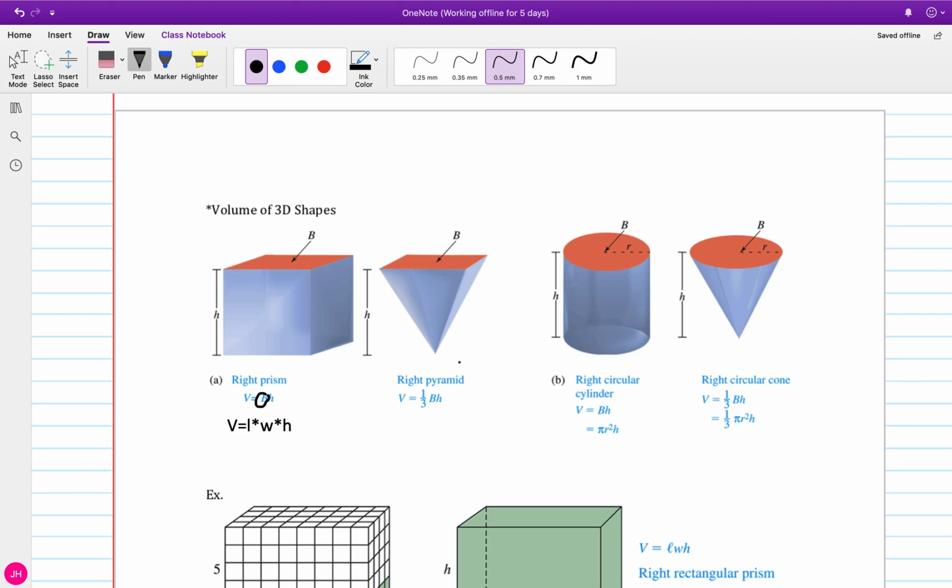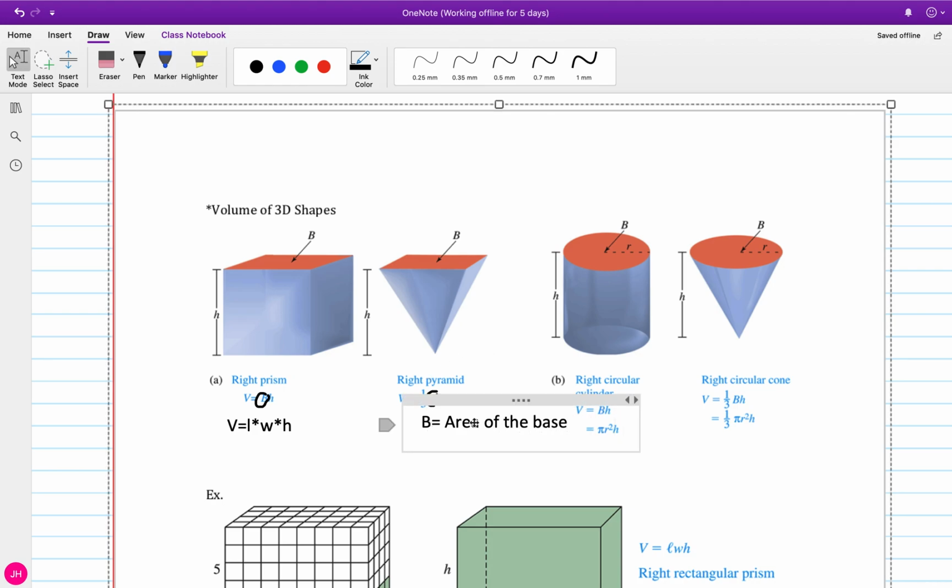Now a right pyramid takes up 1/3 of a prism. So if you could imagine picking this shape up and plopping it down inside of there, it would take up 1/3 of the space. So it's 1/3, and then again, that B right there is the area of the base. The capital B should have two different variables in it. So again, this is a square, so it would be length times width. And then 1/3, because it takes up 1/3 of the space, times the height.